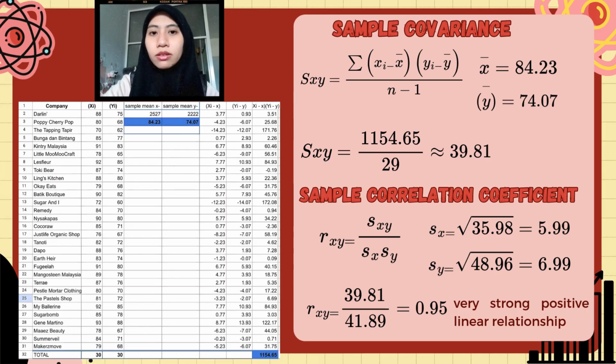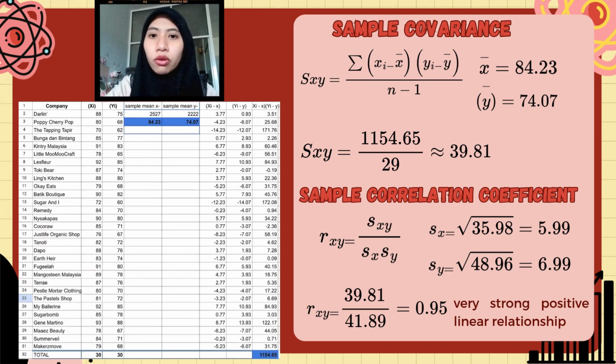We started by calculating the sample covariance, which came out to be 39.81. As we can see from the picture, all satisfaction data minus mean satisfaction and all retention rate data minus mean retention equal to 1154.65, divided by 29 since 30 minus 1 is 29 from the formula n minus 1. We got 39.81 for our sample covariance. This positive value shows that when satisfaction increases, retention also tends to increase.